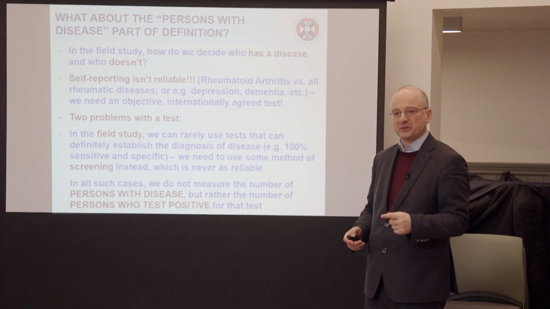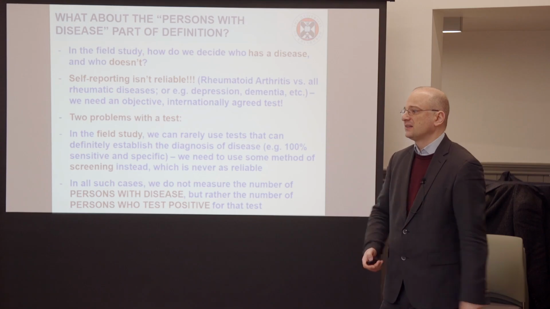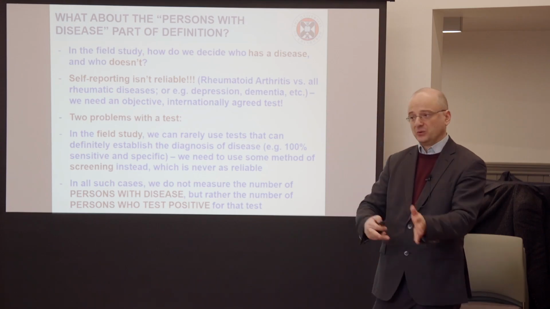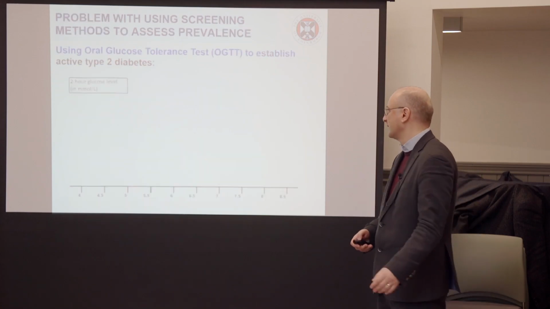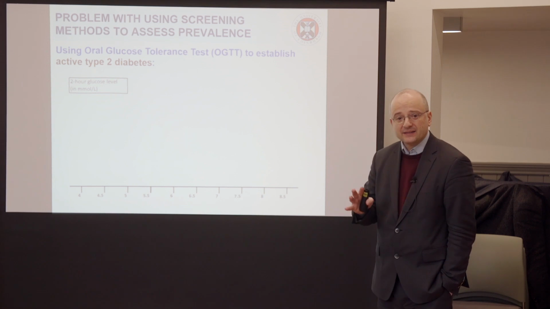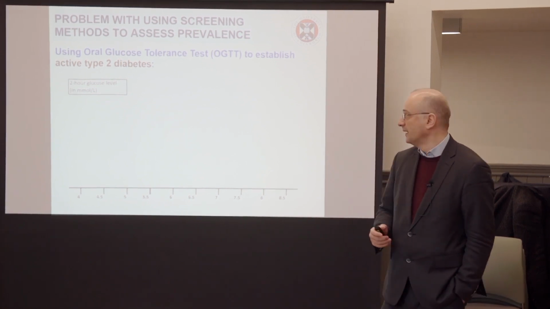Not the number of people who really have the disease, but the number of people who test positive for the test that we are applying. And that may be very similar to who has a disease, but may be very different, as I'll try to explain. Look, let's say that we're interested in prevalence of type 2 diabetes in the population, all right?